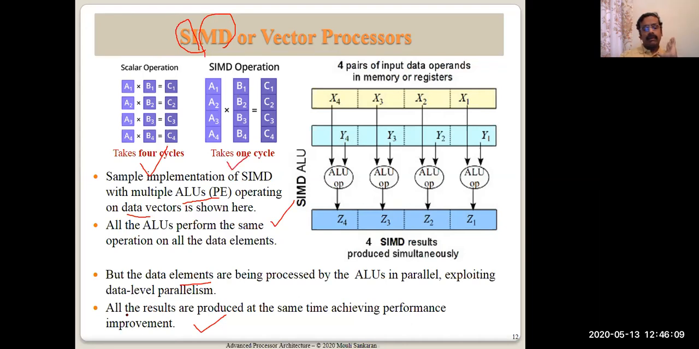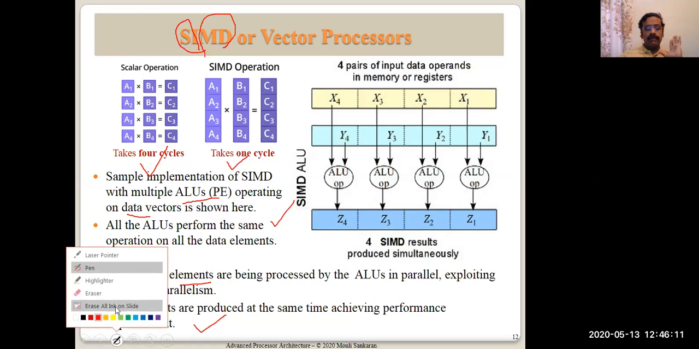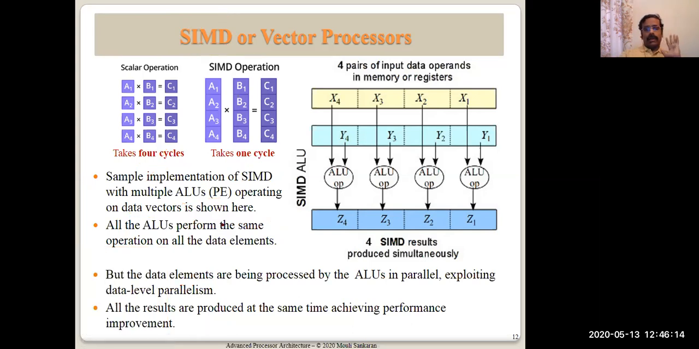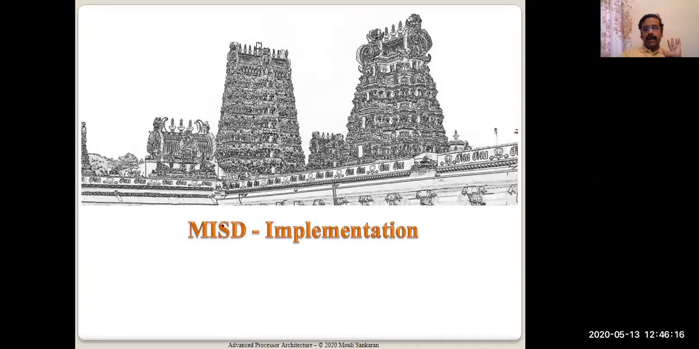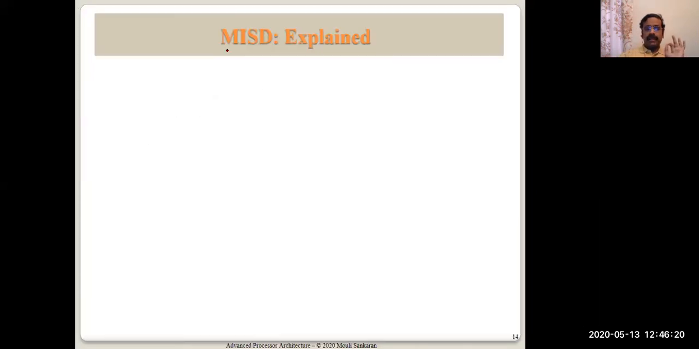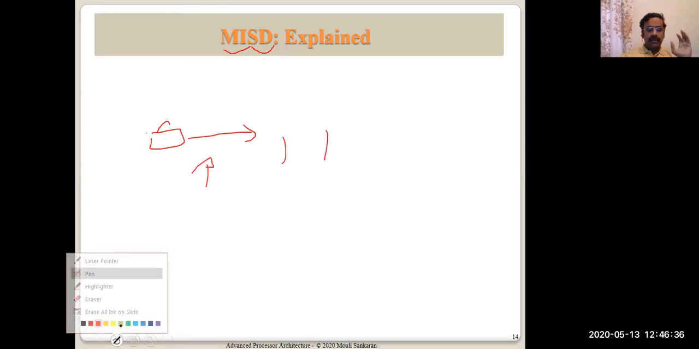So you get a 4 times improvement in performance. Okay. Now let us go into MISD. What is MISD? Multiple instruction, but single data. You saw the car factory where the car is going through different stages and multiple instructions are getting executed. Multiple operations are getting done on the car.